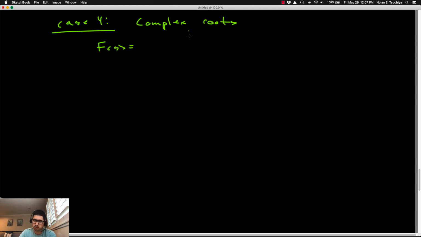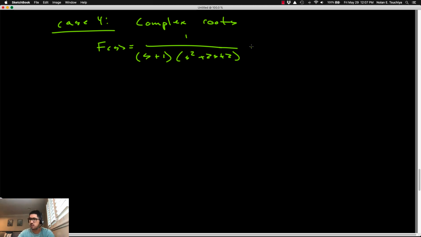F of s is equal to, let's say it's 1 over s plus 1 times s squared plus 2s plus 2. Okay, so the roots of this S-domain function, well, there's 3 of them. One of them is real, right? So one of them is s equals minus 1, but 2 of them are complex. Okay, so anytime you have complex roots, that is what puts us into a case 4 category.